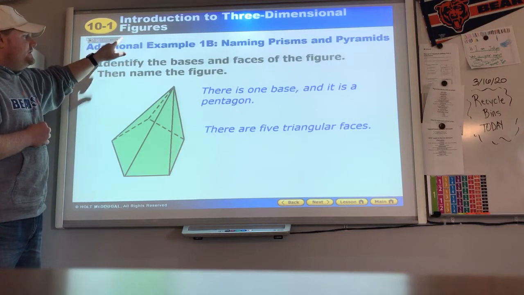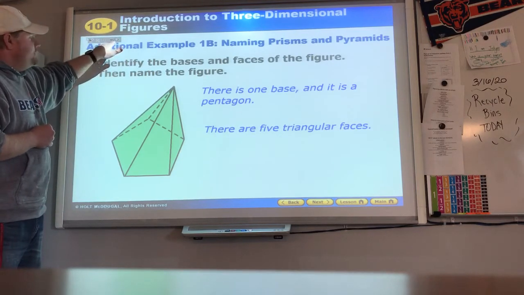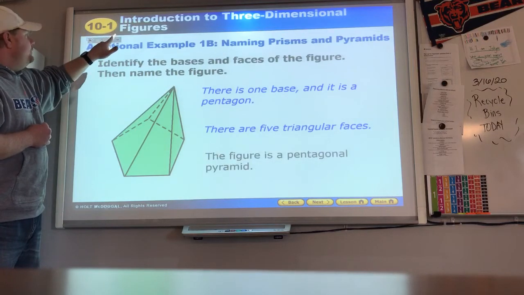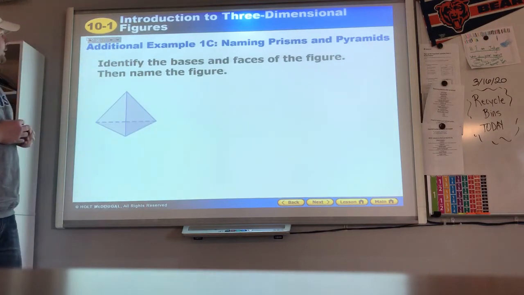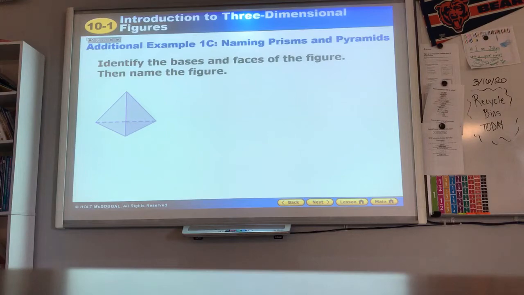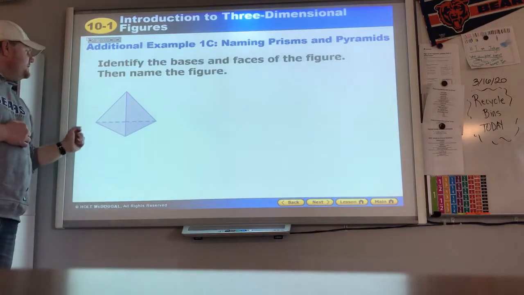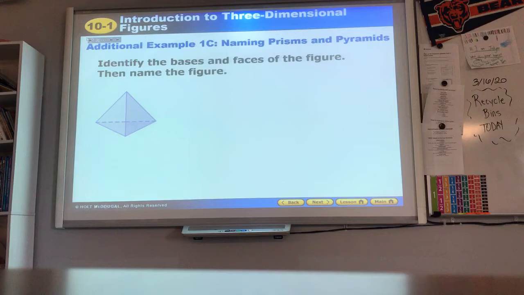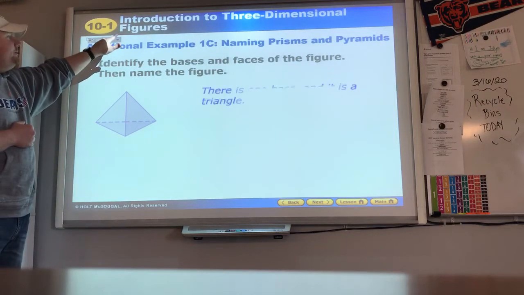There are 5 triangle faces. There's 1 pentagon base. Pentagonal pyramid. With this one, it's a little bit hard to see. The base is a triangle, 1, 2, 3 edges, and there are 3 triangle faces, so it's a triangular pyramid.